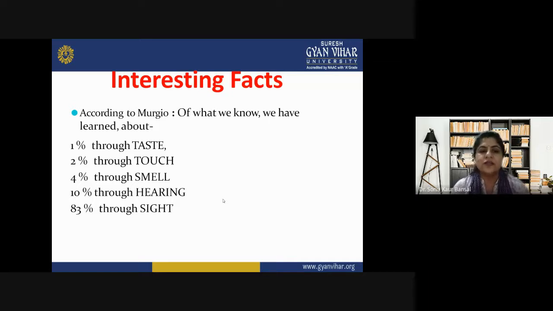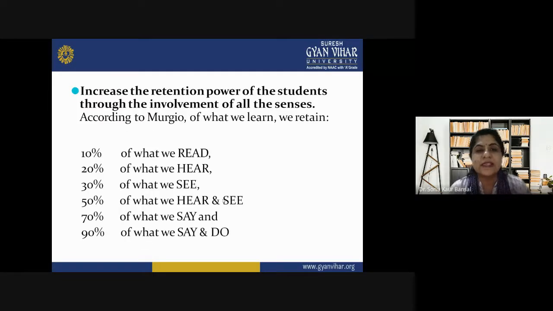All right. So just remember the percentages: 1% through taste, 2% through touch, 4% through smell, 10% through hearing, and 83% through sight. So what we see, we learn better. So increase the retention power of the students through the involvement of all the senses. And according to Murgio, of what we learn, we retain. We actually keep it with ourselves.